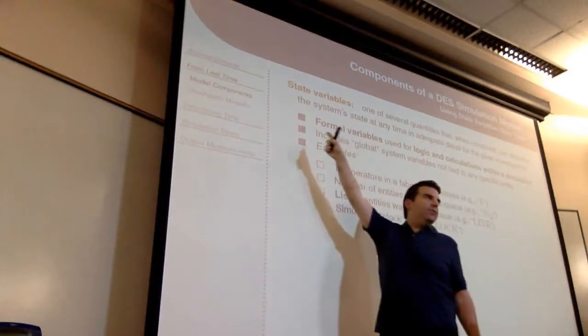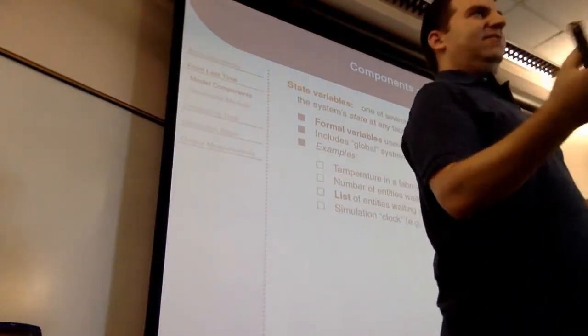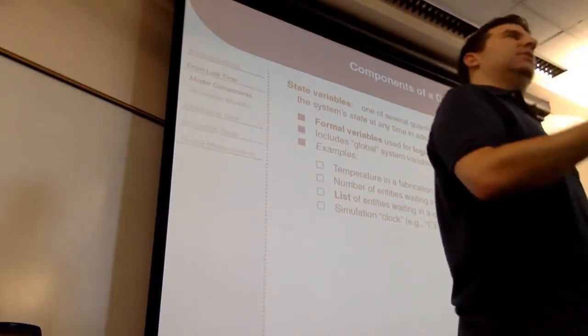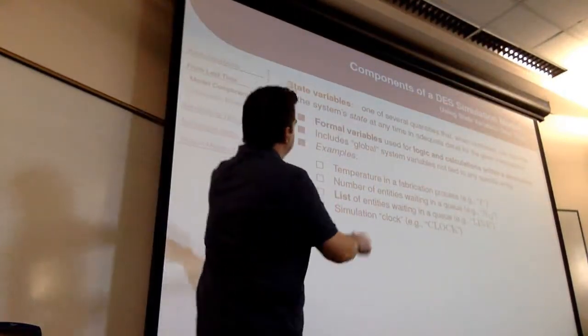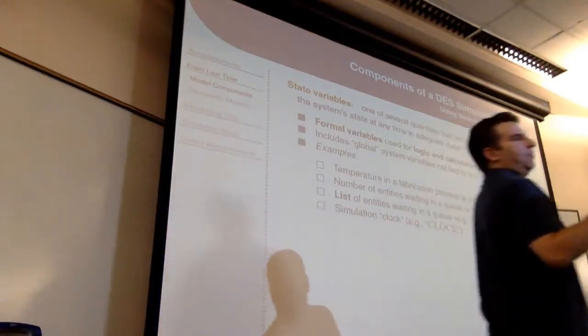So state variables, people said, well, I don't understand, sometimes you've listed state variables named as the same things as you've listed resources. So is it a resource or is it a state variable? And the important thing here is that state variables are formal variables. They're bookkeeping used inside the program.